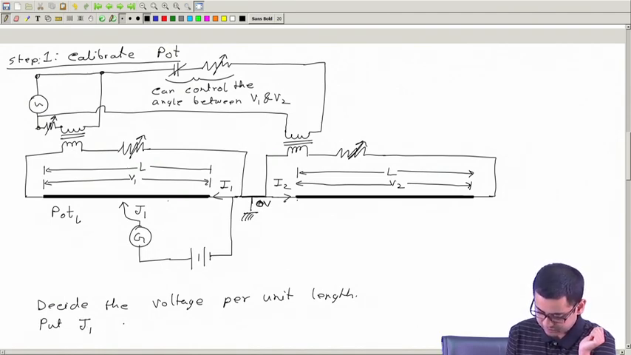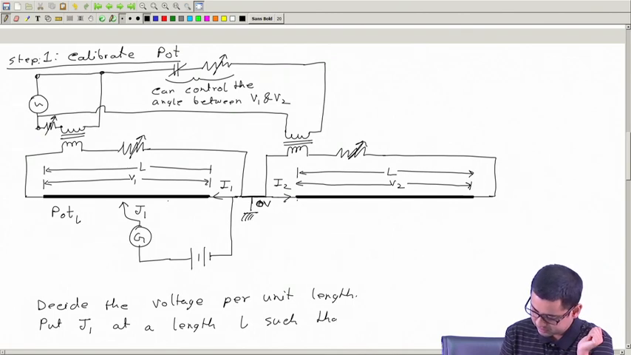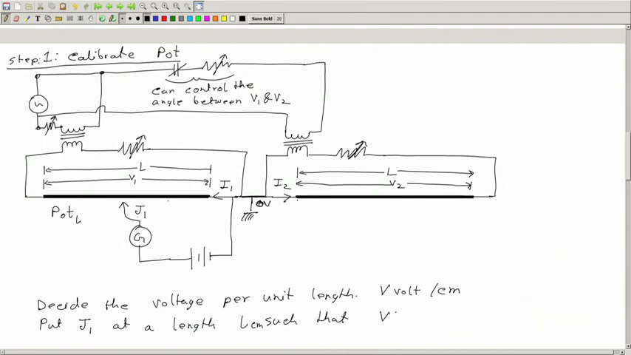Put the jockey, call this J1, at a length, from the left, this is now from the right side. So put the jockey at a length, call it L, such that, if this is V volt per centimeter, then put the jockey at a length L centimeter such that V volt per centimeter multiplied by L centimeter is equal to the standard cell voltage V_STD.